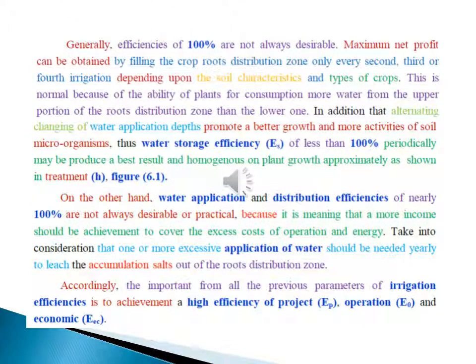Generally, efficiencies of 100% are not always desirable. Maximum net profit can be obtained by filling the crop root distribution zone only every second irrigation or by deficit irrigation, depending upon the soil characteristics and type of crop. This is normal because plants consume more water from the upper portion of the root distribution zone than from the lower one. In addition, alternating the water application depths promotes better growth and more activity of soil microorganisms. Thus, a water storage efficiency of less than 100% periodically may produce the best results and homogeneous plant growth, approximately as shown in the illustrated figure.